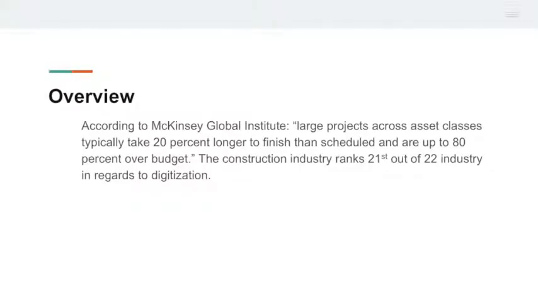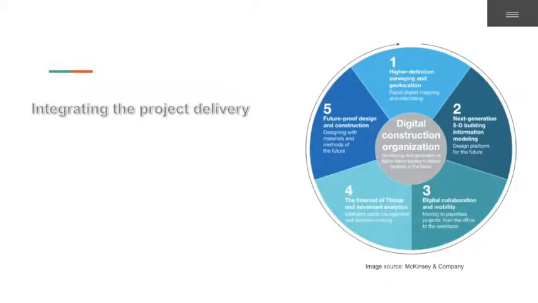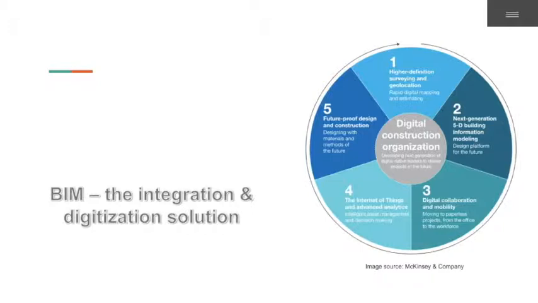According to McKinsey Global Institute, large projects across asset classes typically take 20% longer to finish than scheduled and are up to 80% over budget. The whole industry is overdue for a disruption. One of the main solutions to the construction industry problem is to integrate its process. The technology of integration and digitization is BIM, Building Information Modeling.